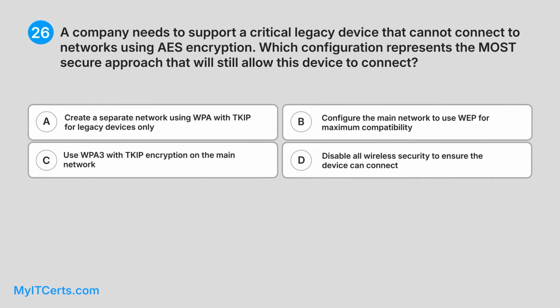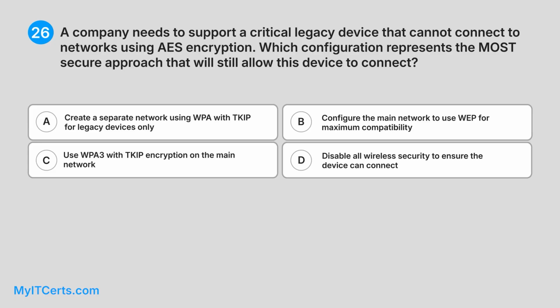26. A company needs to support a critical legacy device that cannot connect to networks using AES encryption. Which configuration represents the most secure approach that will still allow this device to connect? A. Create a separate network using WPA with TKIP for legacy devices only. B. Configure the main network to use WEP for maximum compatibility.